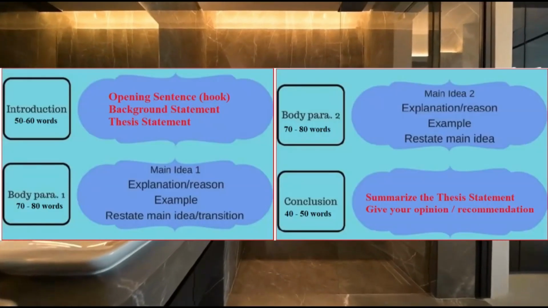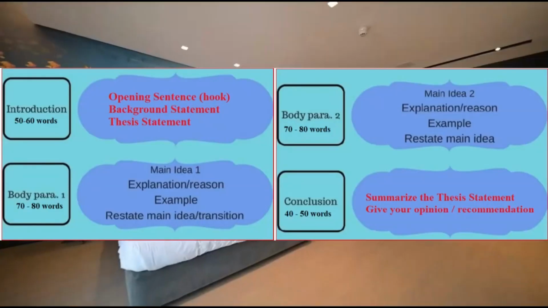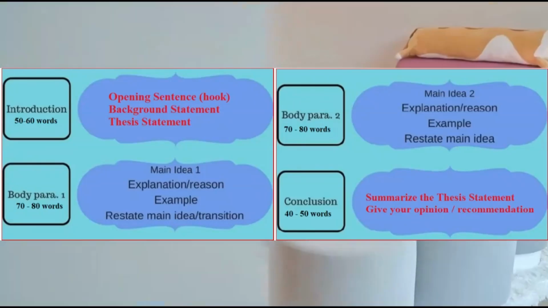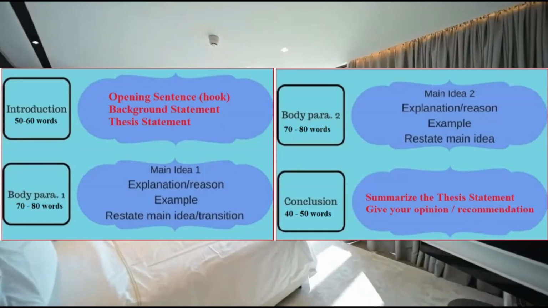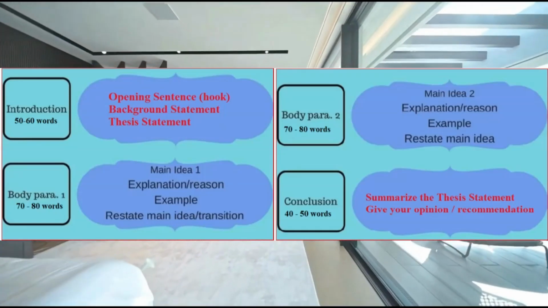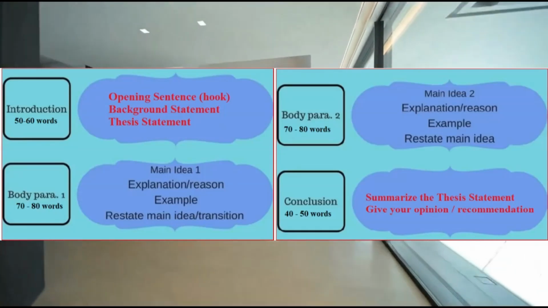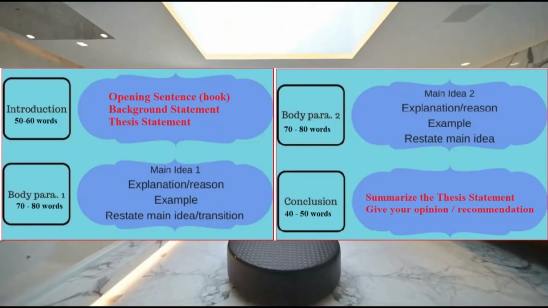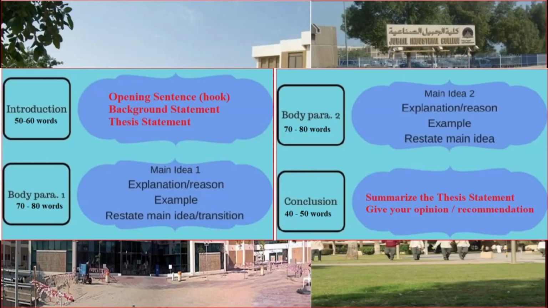Let's move on to the structure of the essay. As usual, we can make 3 or 4 paragraphs. An introduction of around 50 to 60 words, a conclusion of 40, and the body paragraphs. You can make it 2 or 1 depending on the main points to make.